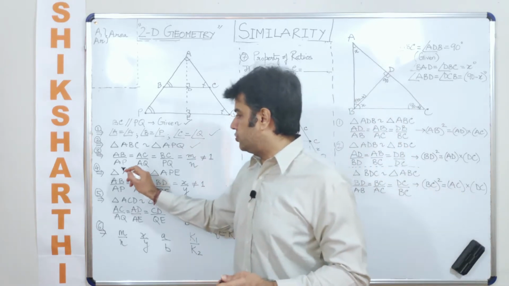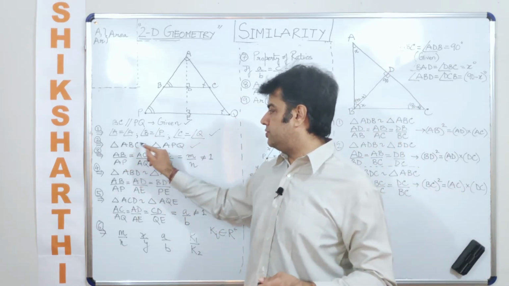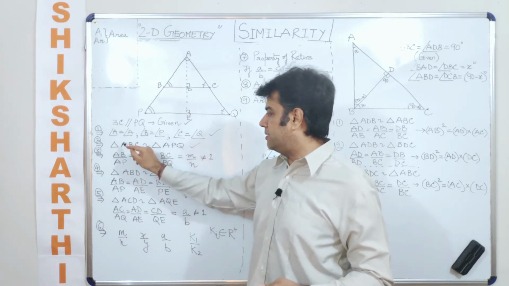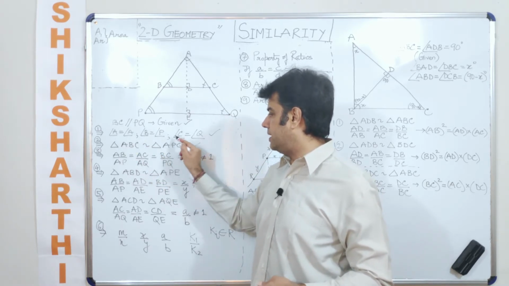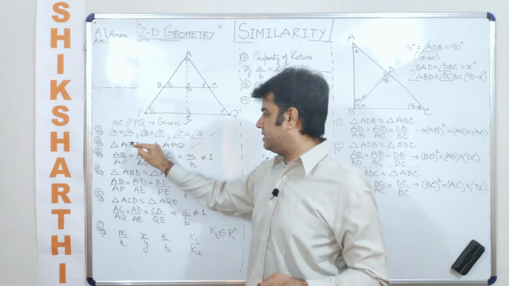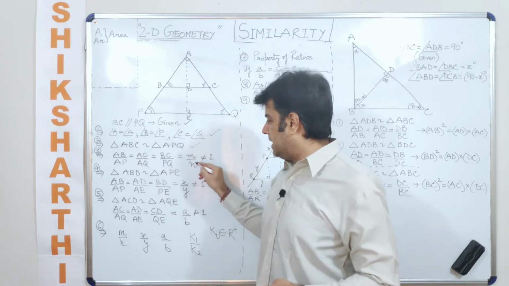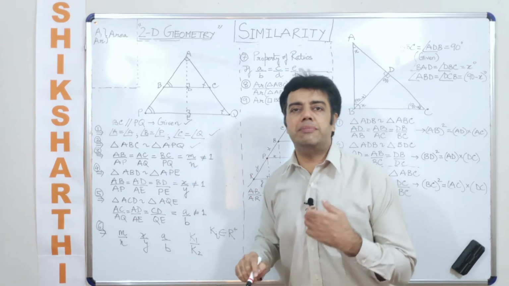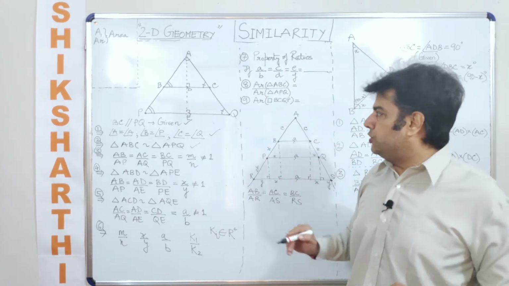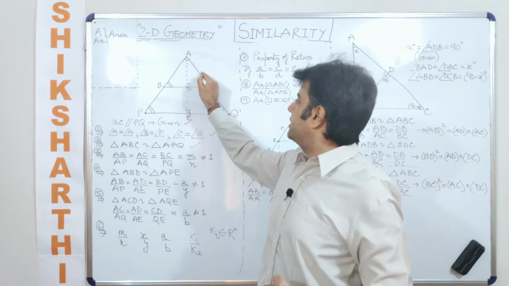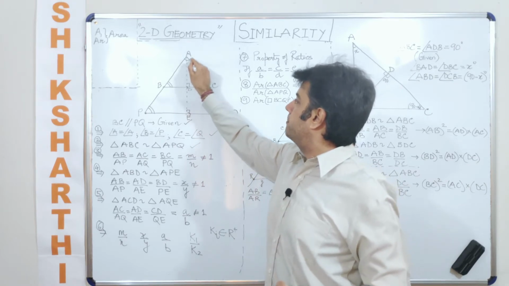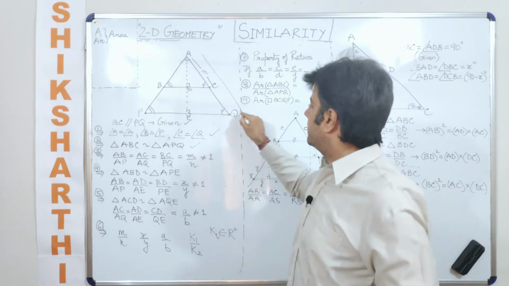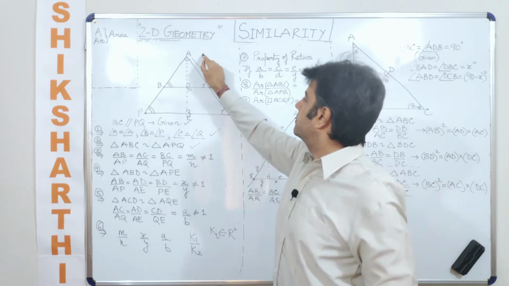The sides ratio theorem says that if these two triangles are similar, AB divided by AP will be the same as AC divided by AQ, which will be the same as BC divided by PQ. Let us imagine that this ratio comes out to be m:n. This I am assuming from my side. Meaning thereby, this entire length, let us say, is M, and this entire length is N.